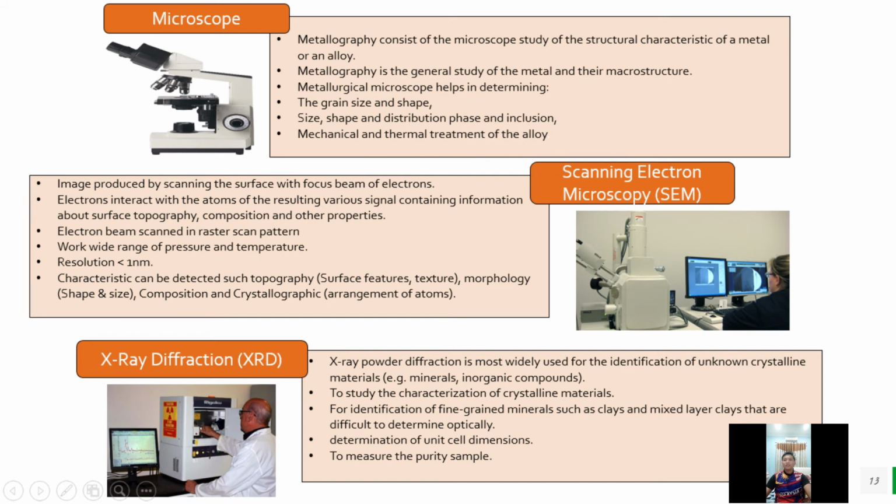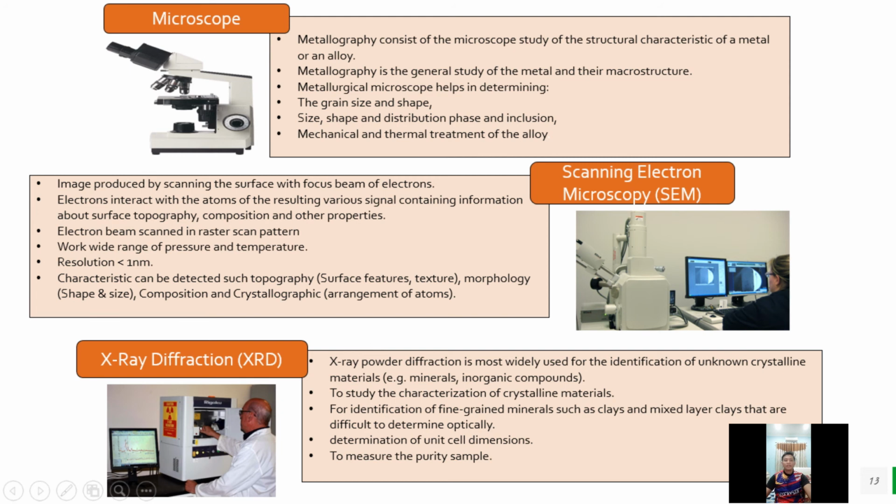Next is the scanning electron microscope. The image is produced by scanning the surface with a focused beam of electrons. Electrons interact with the atoms, resulting in various signals containing information about surface topography, composition, and other properties. The electron beam scans in a raster scan pattern, and works over a wide range of pressure and temperature. The resolution is below 1 micron and the characteristics that can be detected are topography, for example surface features and texture, morphology, shape and size, composition, and crystallography, which is the arrangement of atoms.